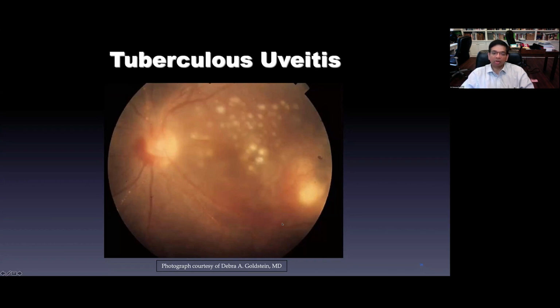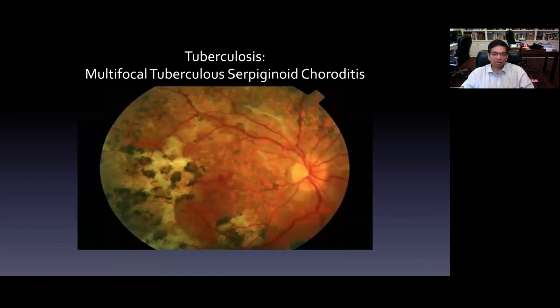Very characteristic findings of tuberculous panuveitis. Here's a patient that has, this is a famous photograph. It's a little blurry image, I apologize. This is an image from Dr. Narsingh Rao, my mentor, of a patient who has the so-called serpiginoid choroiditis associated with tuberculosis.